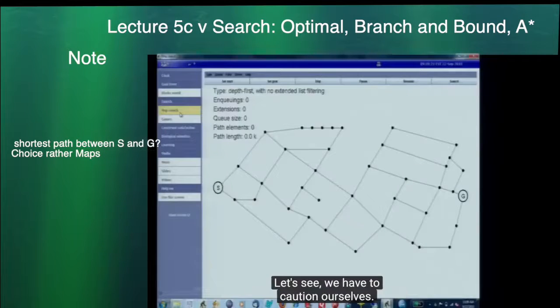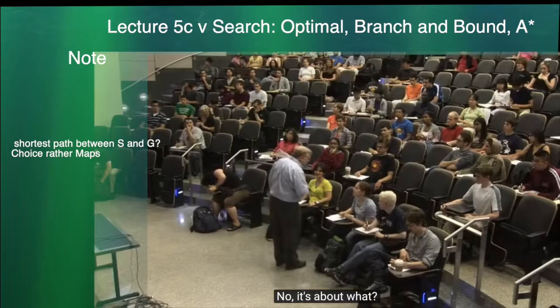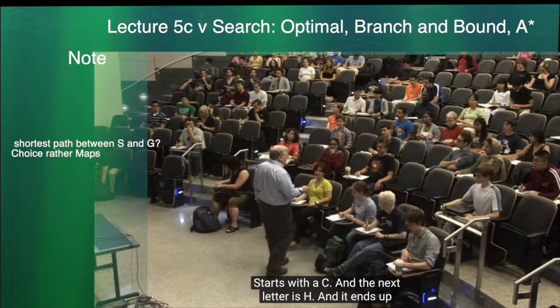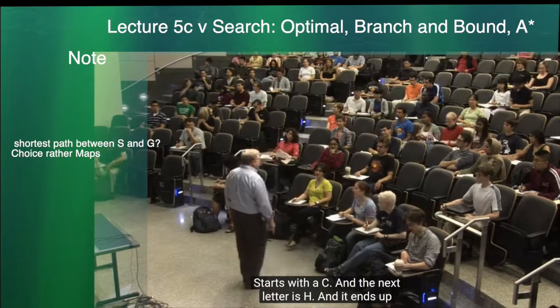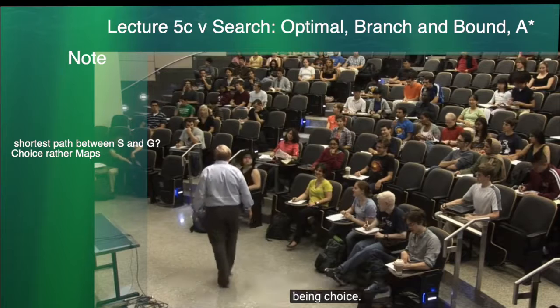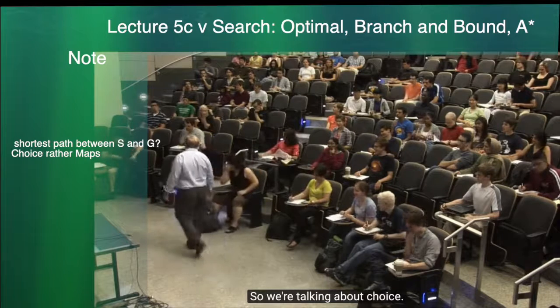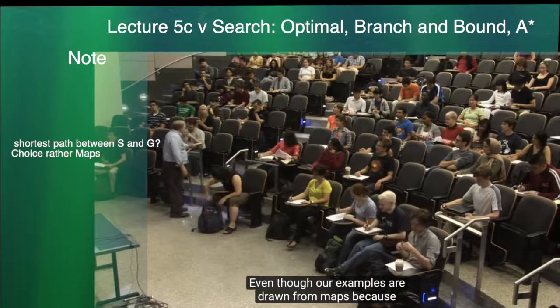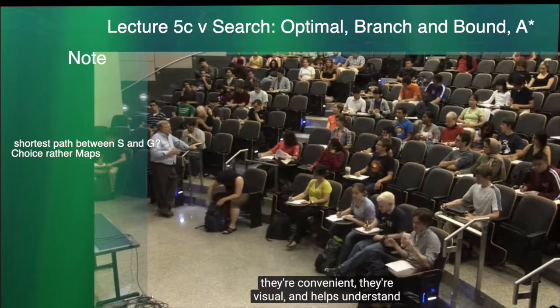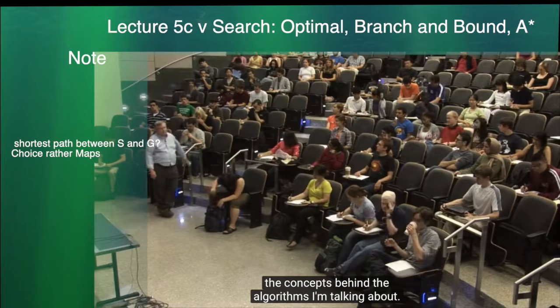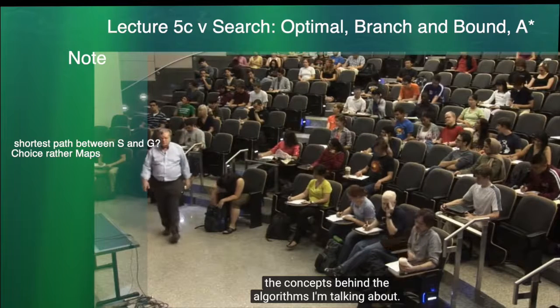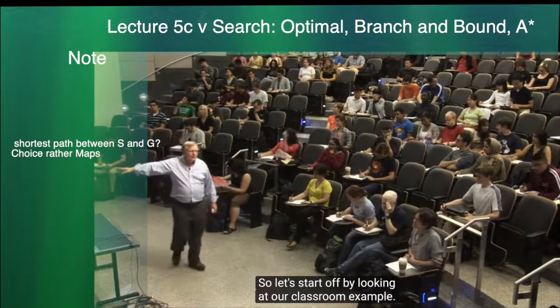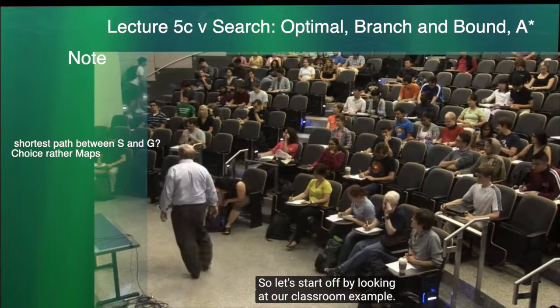But let's see, we have to caution ourselves, right? Tanya, is search about maps? No, it's about what? Starts with a C, and next letter is H, and it ends up being choice. So we're talking about choice, not about maps, even though our examples are drawn from maps, because they're convenient, they're visual, and it helps understand the concepts behind the algorithms I'm talking about. So let's start off by looking at our classroom example.